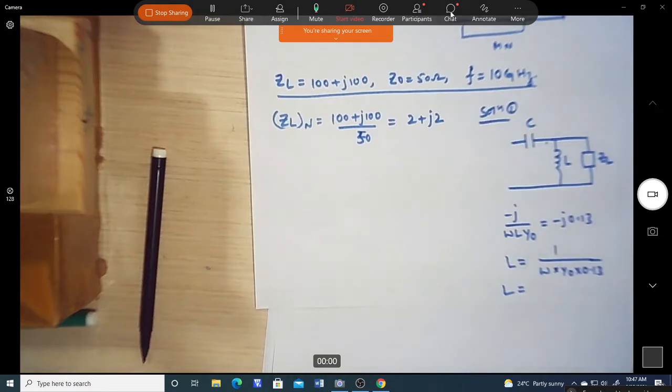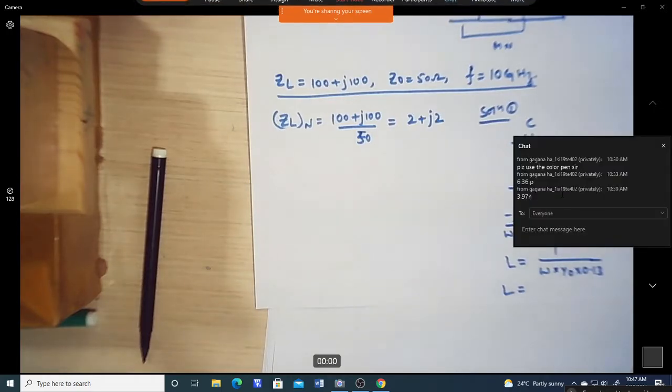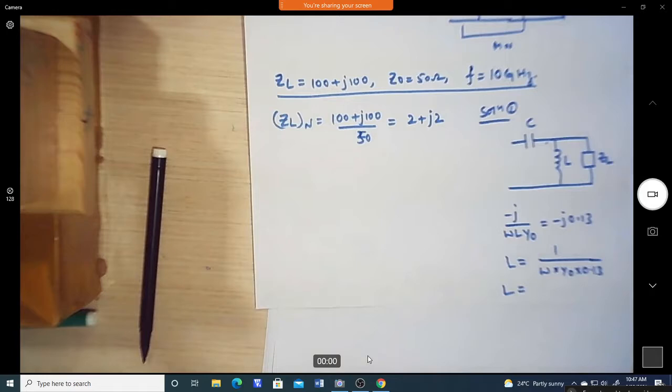Is it clear? Any doubt? Hello? Anybody, any doubt? How to find out the inductance value, capacitance value?